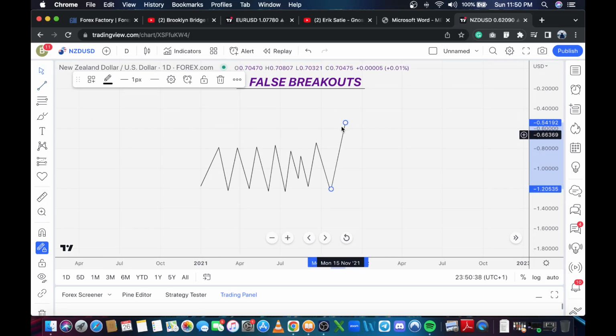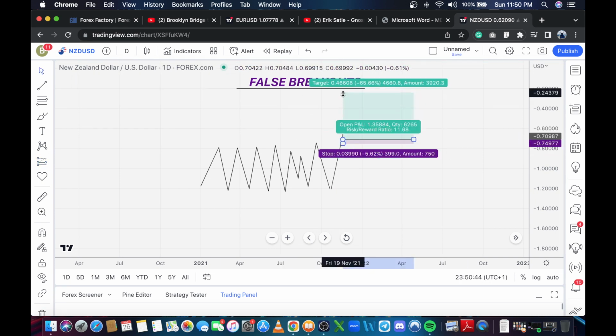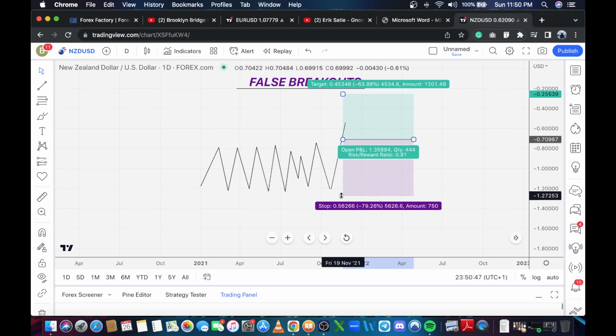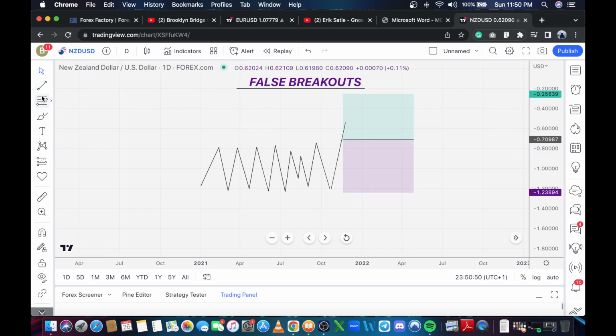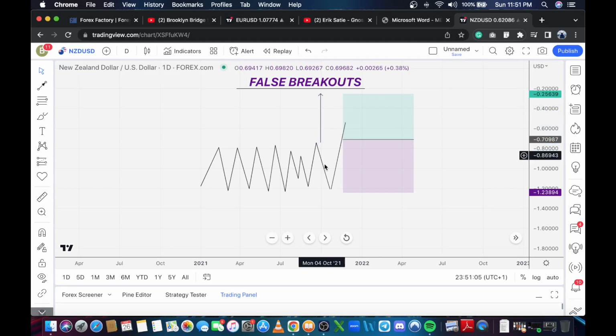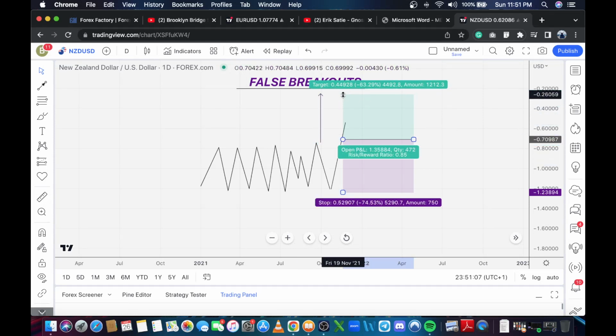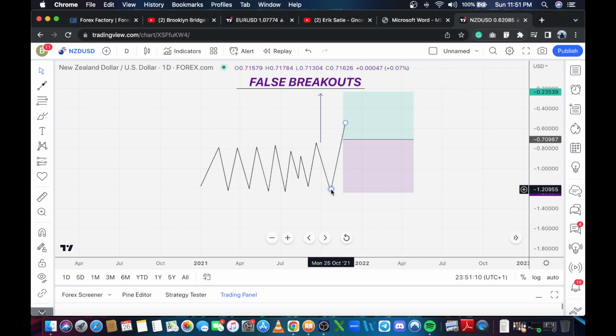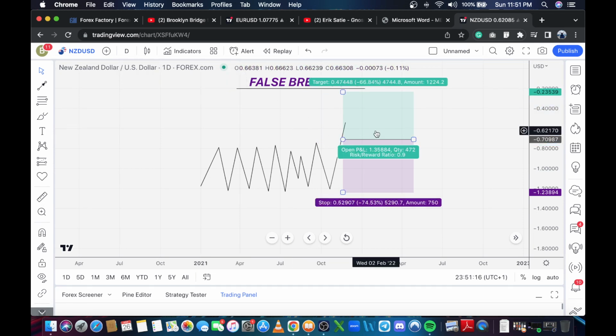Once you see this expansion out of consolidation, you buy the breakout, and your stop goes below the low of the consolidation, and your target is going to be a measurement of the range of the consolidation. So if this was the height of the consolidation from the low to the high, then your target is going to be from the breakout of the consolidation to whatever the measurement is. That's your target, and your stop is going to go below the bottom of that consolidation.